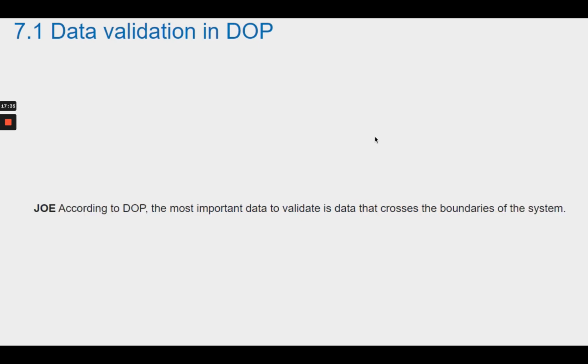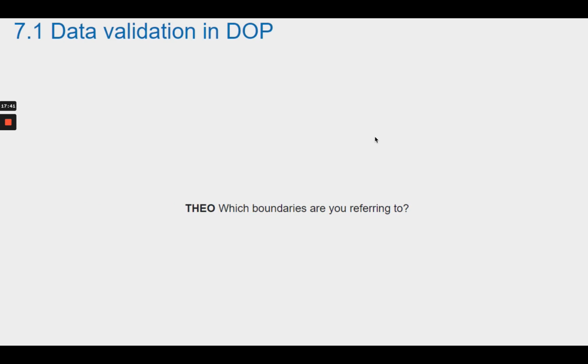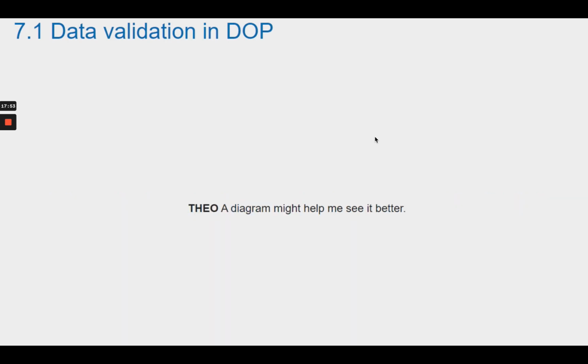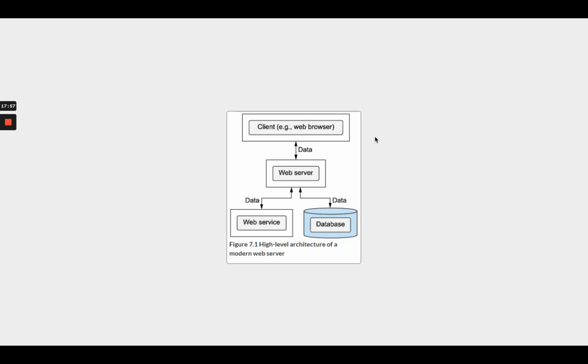Joe: According to DOP, the most important data to validate is data that crosses the boundaries of the system. Theo: Which boundaries are you referring to? Joe: In the case of a web server, it would be the areas where the web server communicates with its clients and with its data sources. Theo: A diagram might help me see it better.